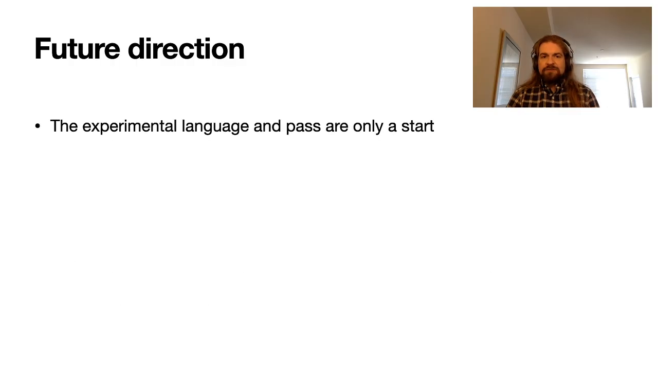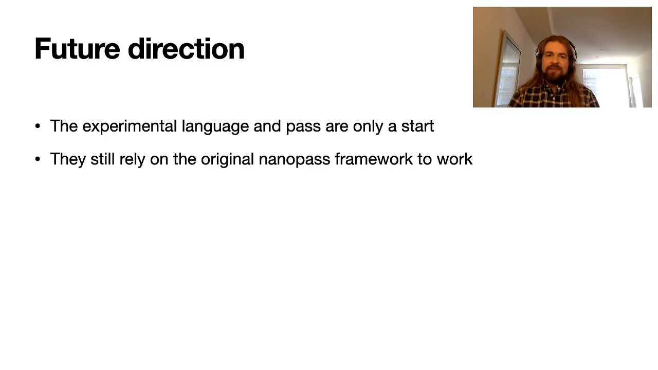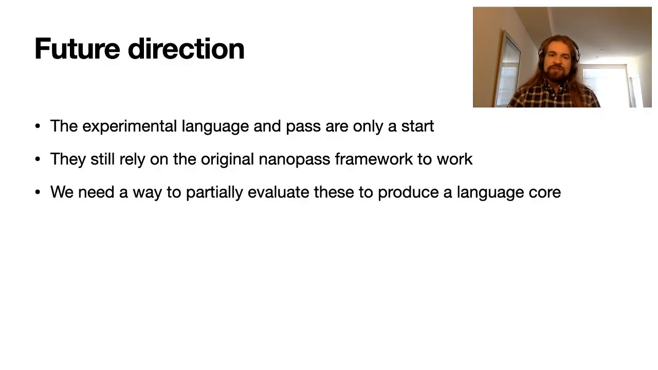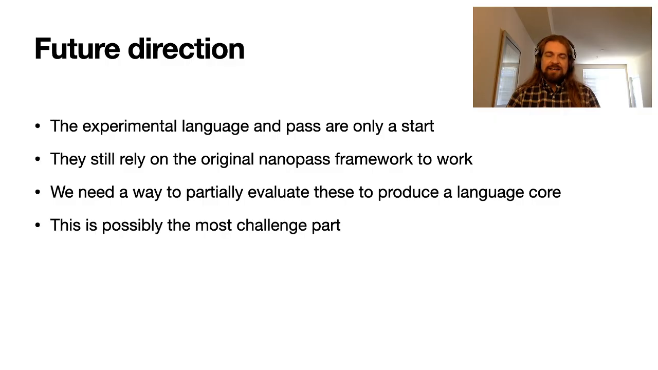The experimental language and pass are really only a start to this future direction, though, because they are still going to rely on the current Nanopass framework in order to work. So we need a way to partially evaluate these things to produce a language core. You might think of this as sort of like compiler bootstrapping. We need to have the basic core of the compiler available so that we can produce the rest of the results. The idea here is to keep it as light as possible, and I think that is part of the challenging part.